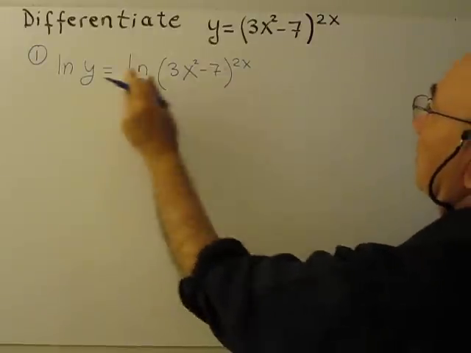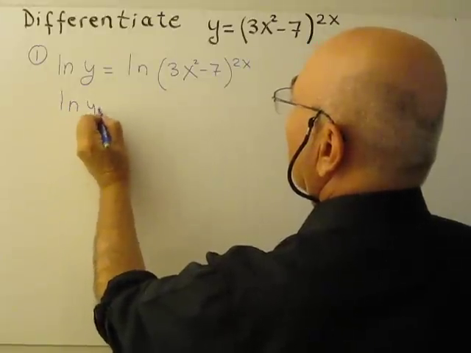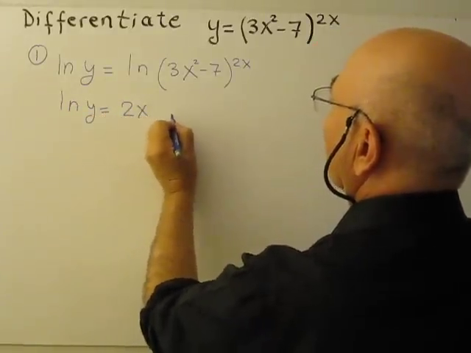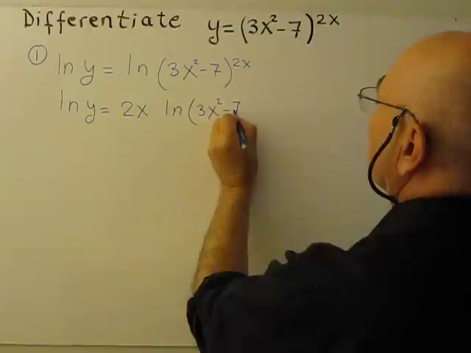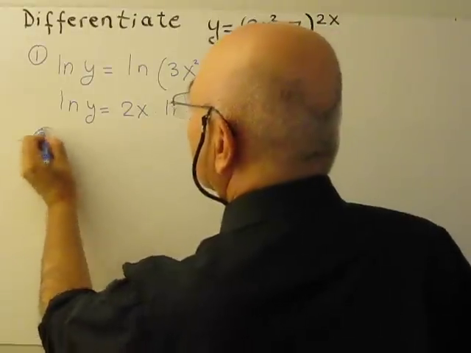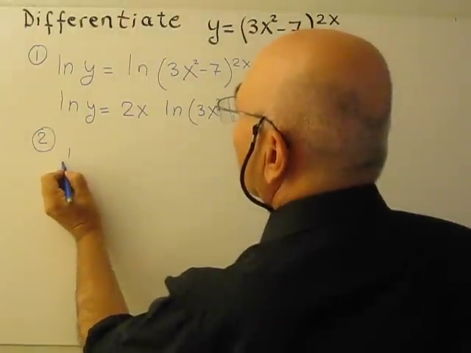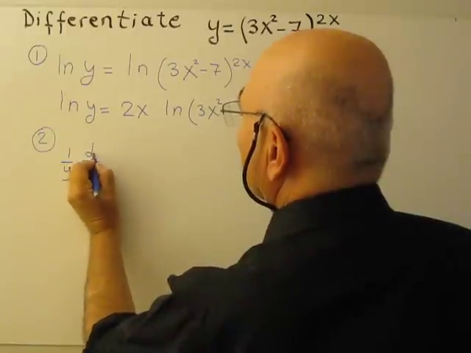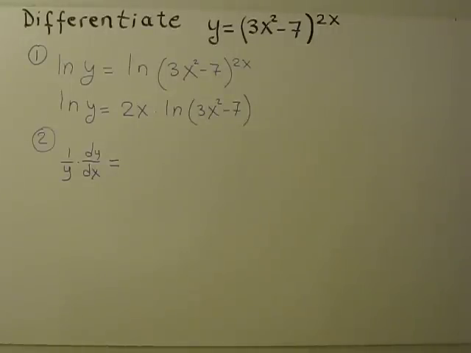So 2x comes to the beginning as a multiplication. So ln of y equals 2x times ln of 3x squared minus 7. Okay, so step two. Differentiate implicitly both sides of the equation with respect to x. So the left side will be 1 over y dy dx. This is another derivative notation.